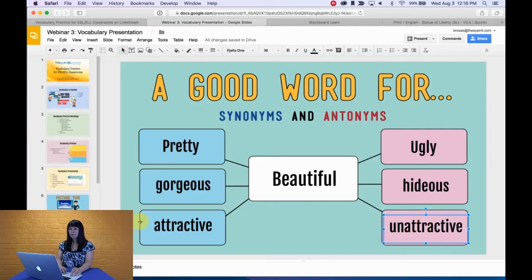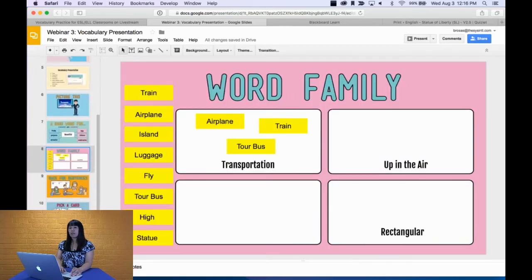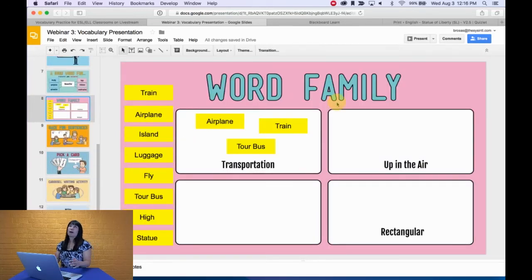All right. So moving on, we have word families. This is about categorizing words, putting them in categories. This is actually taken from one of our teachers that uses eloquence, and he really loves this game and has taught other teachers to use this game. And the idea here is, again, you have your word list, and you are taking these words and trying to categorize them, finding similarities. So for example, here you can see that I put transportation as a category under that: airplane, train, and tour bus. So category words for up in the air, maybe airplane.